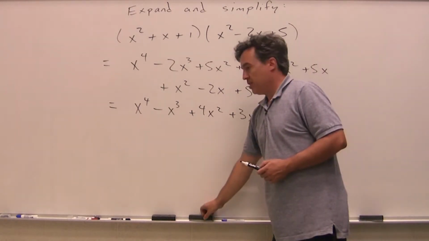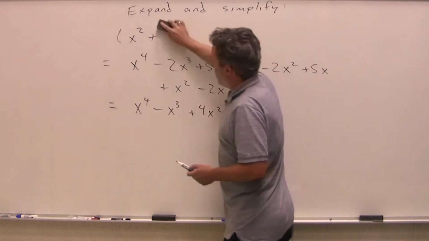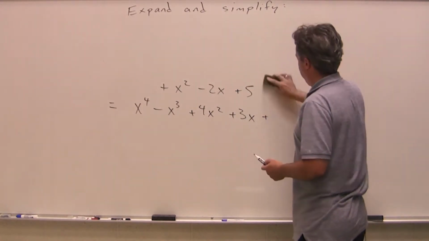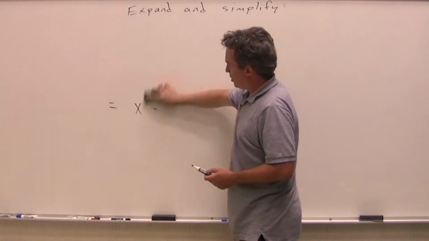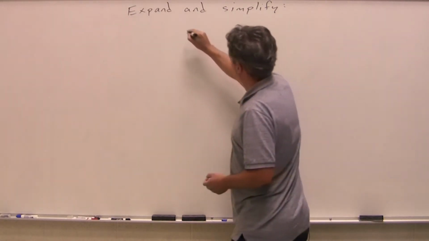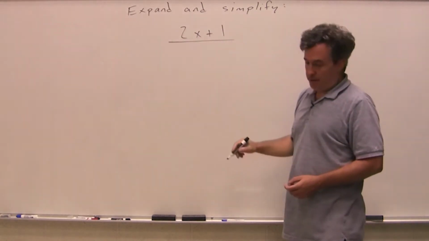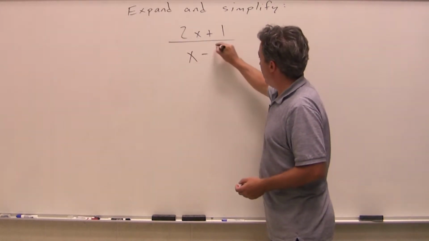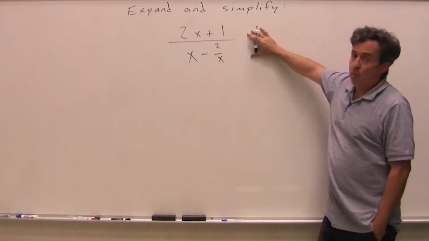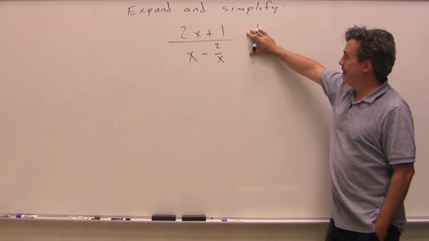So let me do another example of a slightly different kind. Maybe a case where we're not multiplying, but actually we've got a fraction going on, some numerator, some denominator that involves x's. For example, 2x plus 1, all divided by, let's say, x minus 2 over x. And the idea is here, can we write this in a nicer way, cleaner, shorter, easier to understand?